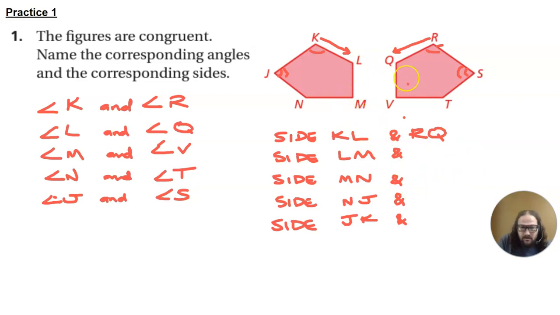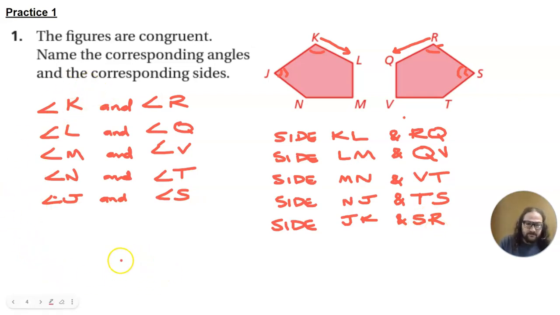LM corresponds to QV. MN corresponds to VT. NJ corresponds to TS. And then JK corresponds to SR. Now one thing that you should notice is that if we label this, we call this top one KLMNJ.